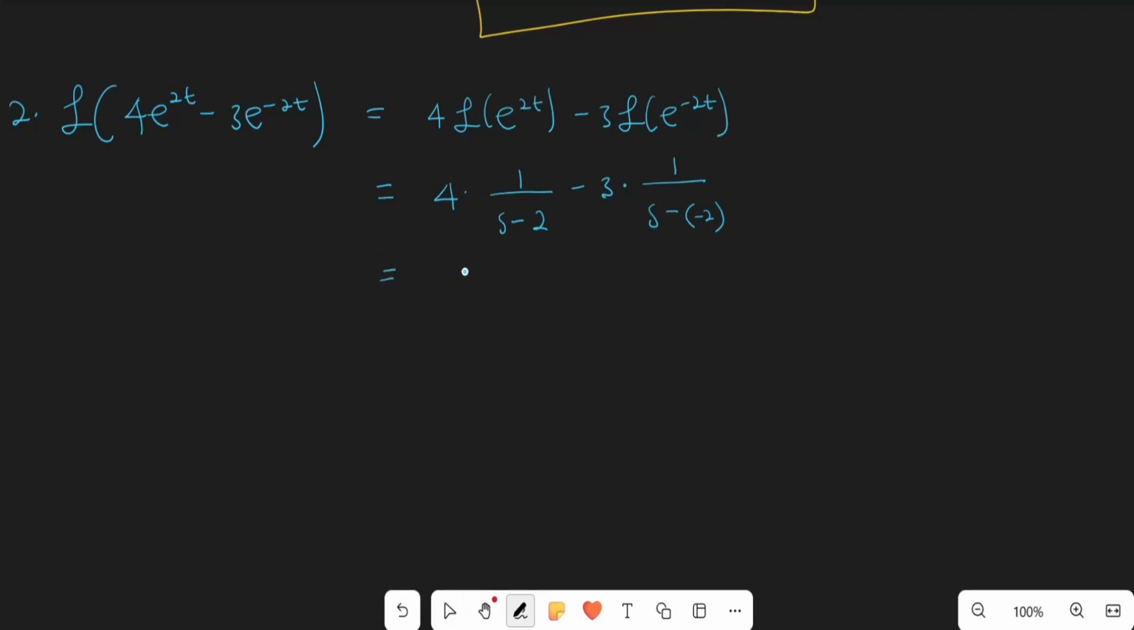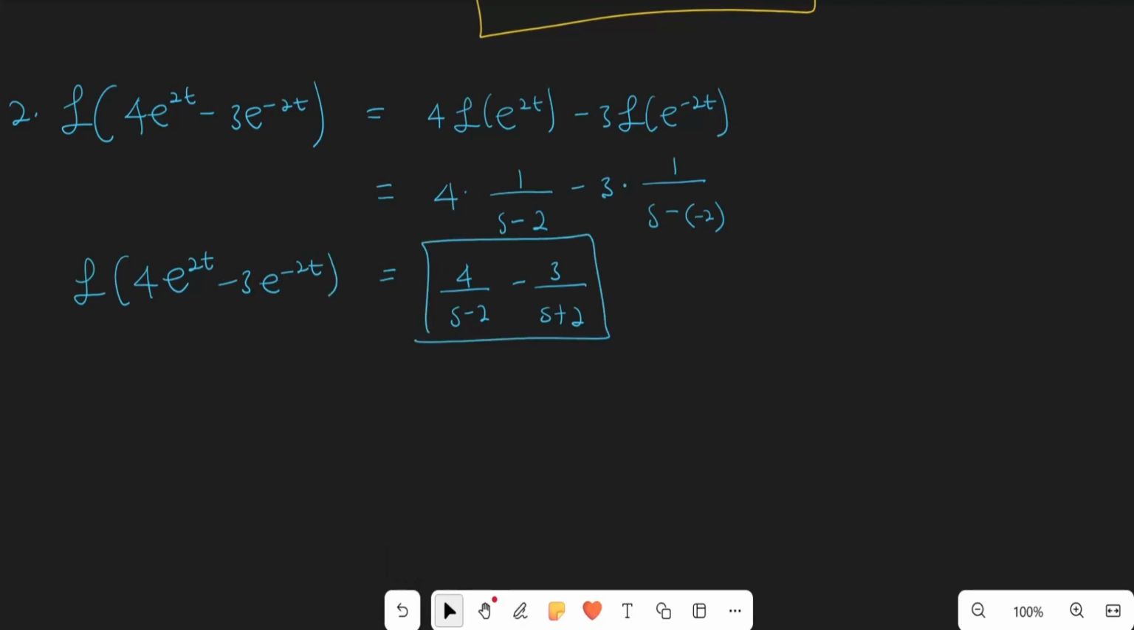So this one is equal to 4 divided by s minus 2, and now minus 3 divided by s plus 2, that is negative negative. And this one is the Laplace transform of 4e to the 2t minus 3e to the negative 2t, like this. You can put that in a box.